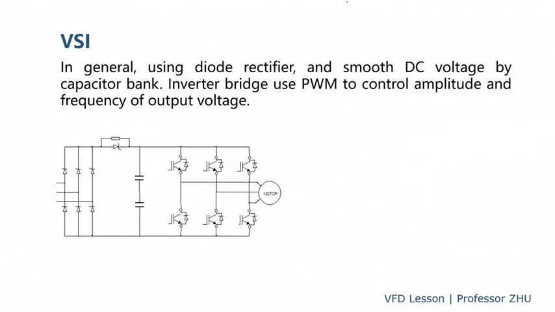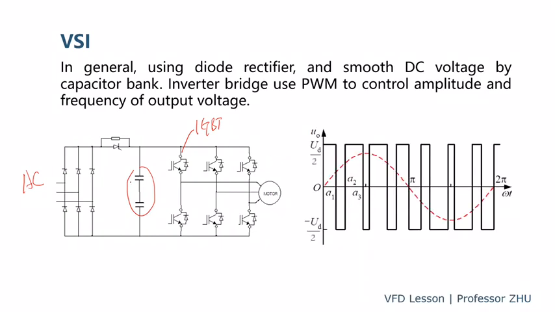So this is the topology for the VSI. We can see on the DC part, we use a capacitor. And here is a rectifier, converting the AC of the grid to the DC. And then here is the inverter. We use power electronic switches here, typically IGBT, a 3-phase 6 bridge, converting the DC back to AC. And the AC voltage and frequency can be changed, and change the speed of the motor. So the DC voltage is almost fixed, which is decided by the AC voltage.